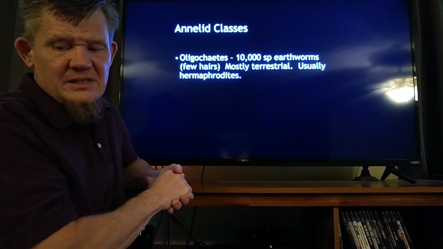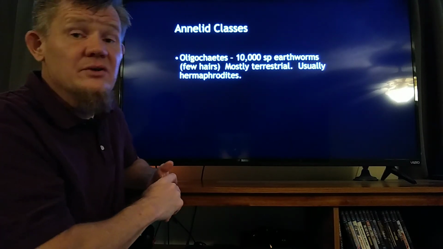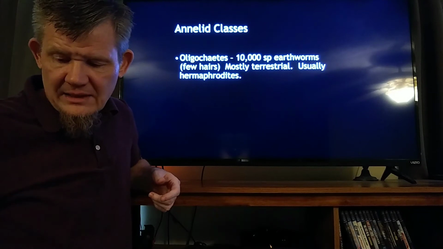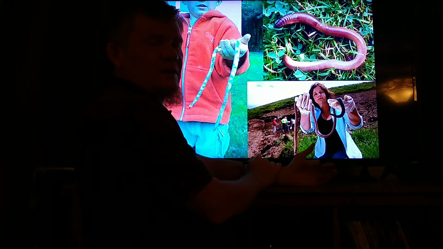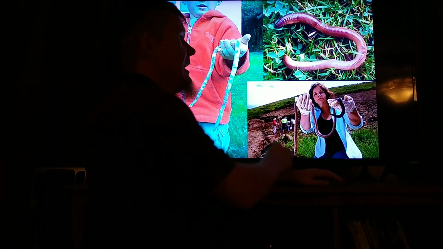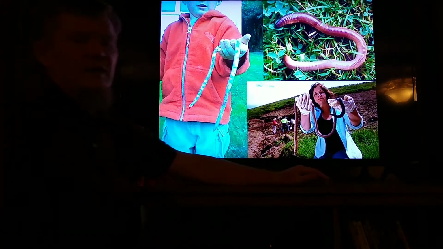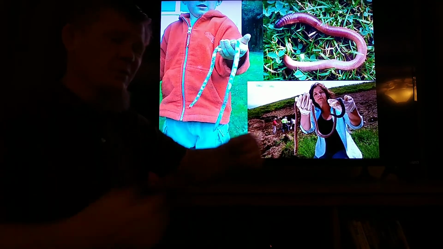About 10,000 species of oligochaetes. They're usually hermaphrodites. When you look at a picture of an earthworm, you usually see that little smooth section. And whenever they draw a picture of them, they always show a collar, right? The collar on the earthworm is called the clitellum, and underneath the clitellum is where the sex organs are. And yeah, earthworms are mostly hermaphrodites, which means when they have sex, both of them go away and have babies.